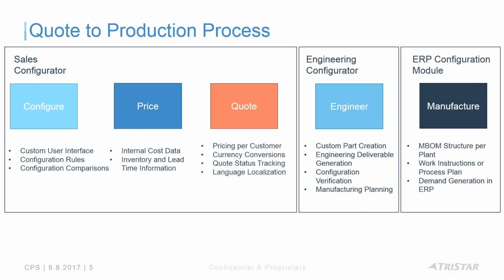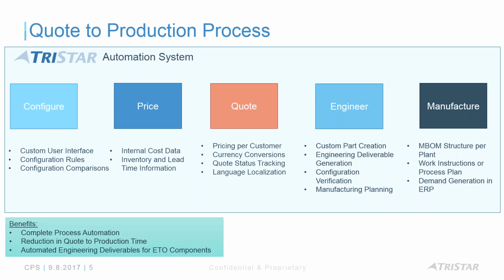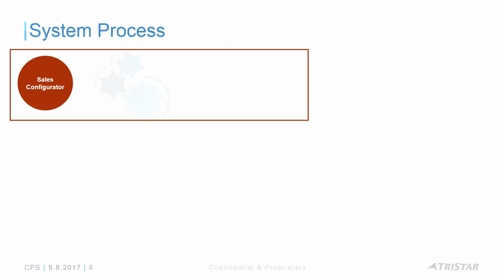So as you can see here, the CPS kind of modulates or breaks out into different sections or chunks. The sales portion of the process, the engineering portion of the process, and then ultimately the manufacturing side, getting information into ERP and out of ERP. And this is the complete CPS system.